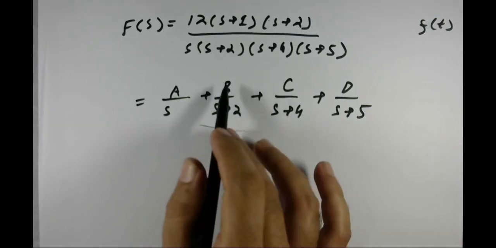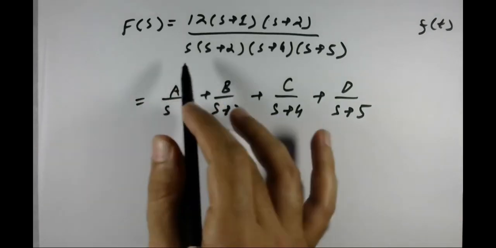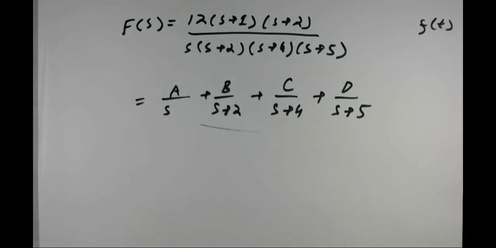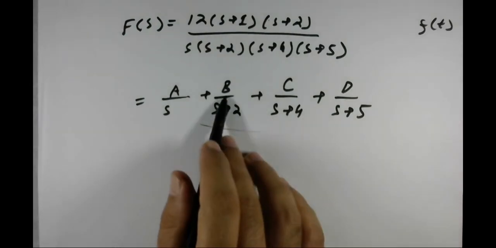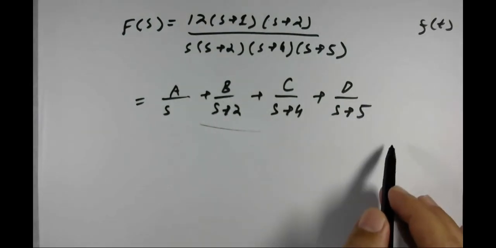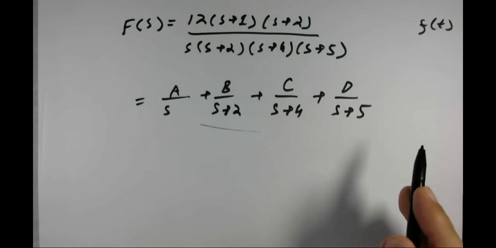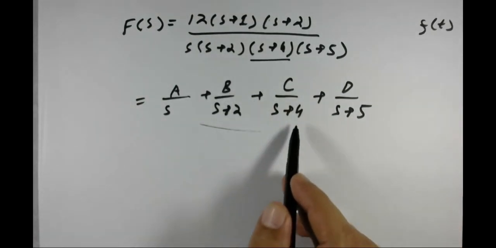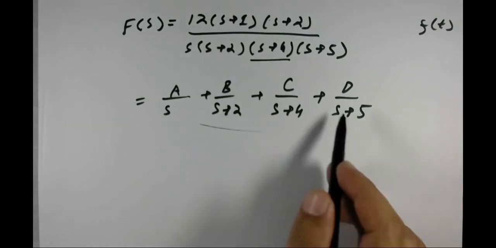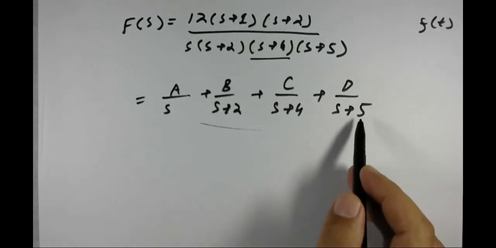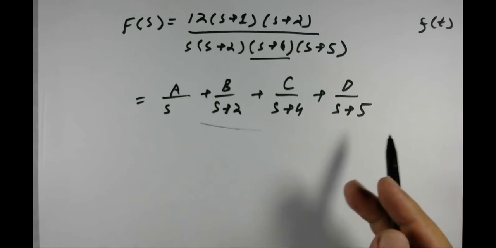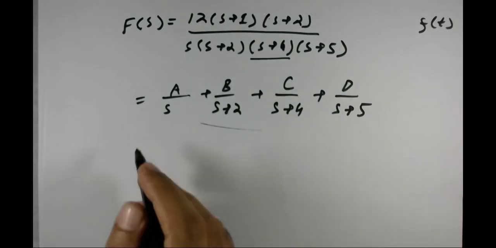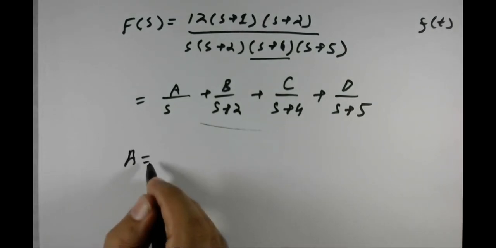Then multiply the whole equation with s plus 2, and you will find the value of B by evaluating the resultant equation at s equal to minus 2. Then multiply the whole equation with s plus 4 and evaluate the same equation at s equal to minus 4. Then multiply by s plus 5 and evaluate that equation at s equal to minus 5. You will get the values of A, B, C and D.